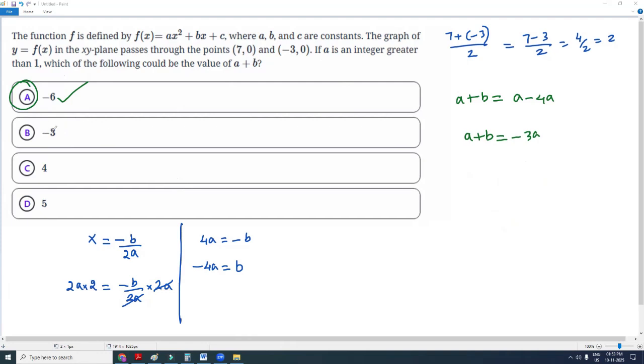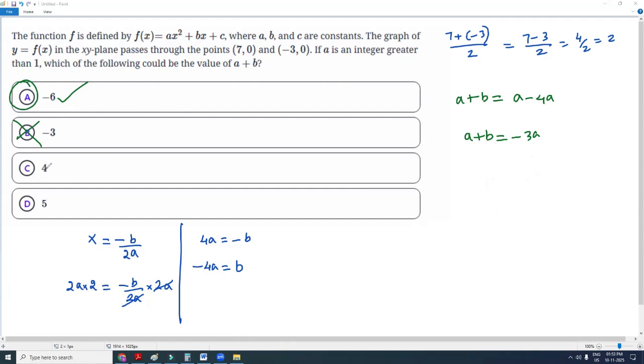Now let me consider -3 in answer choice B. Let me plug in this -3 for a + b over here. Then we get -3 equals -3a. Let's divide both sides of this equation by -3. This one will cancel out. The simplification of this one is 1. On the right side, we have a. Here we have a equals 1, but it does not satisfy the condition given over here. That is, a is an integer greater than 1. So since this value of a does not satisfy the condition given over here, the value -3 in answer choice B could not be the value of a + b. We can reject this one.